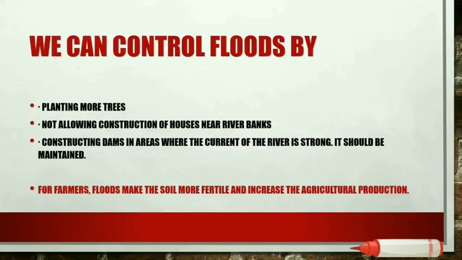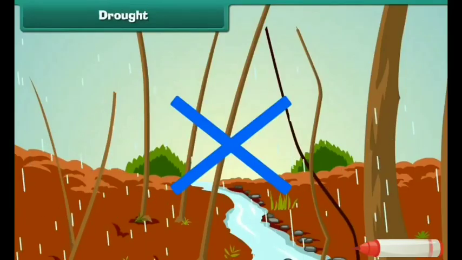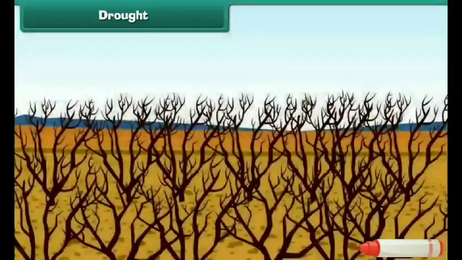But there is only one positive side here. That is, for farmers, floods make the soil more fertile and increase agricultural production. So what exactly happened? During a flood, it supplies sediment and nutrients that nourish and enrich the soil and contribute to plant growth in areas of overflow. And thus they can increase the fertility of the soil. And what happens when there is no rainfall?